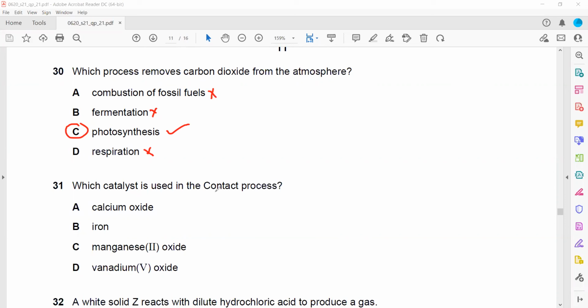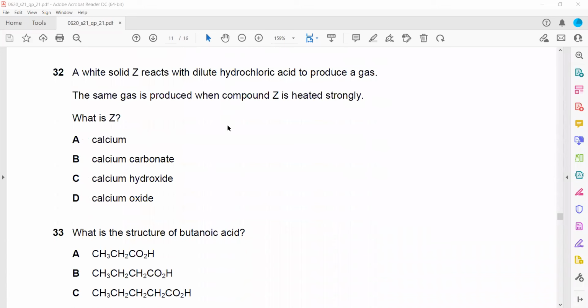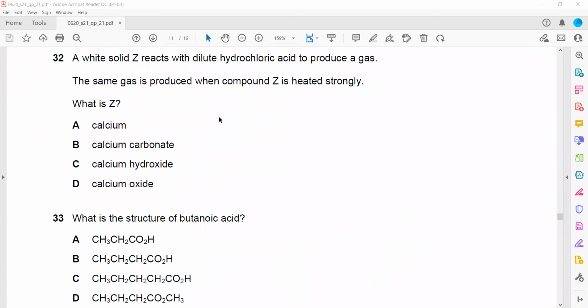Which catalyst is used for the contact process? The contact process is used to manufacture sulfuric acid, and we use vanadium pentoxide, or V2O5. Iron is there in the Haber process. Calcium oxide, a group 2 compound, cannot be a catalyst, and manganese(IV) oxide can be, but that is for the decomposition of hydrogen peroxide. So for the contact process it's vanadium pentoxide, and for the Haber process it is iron.